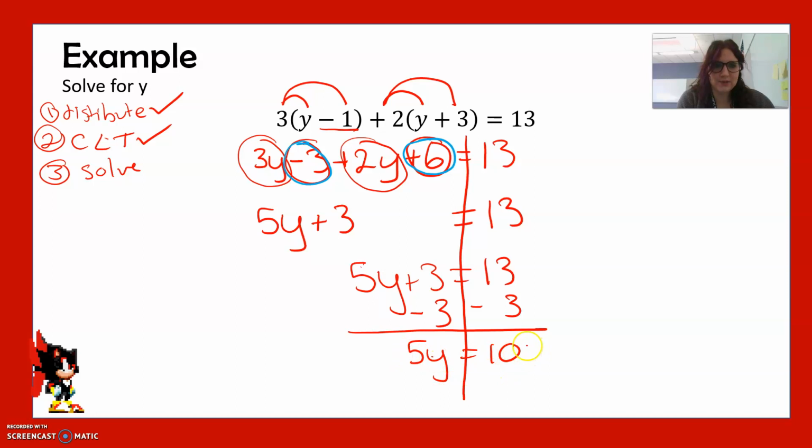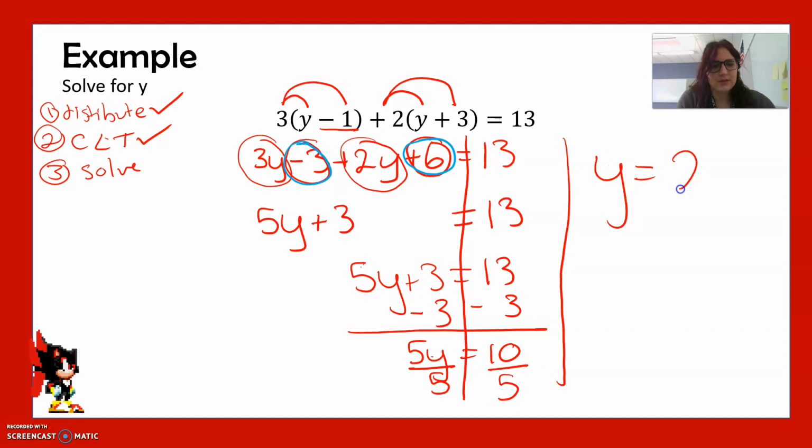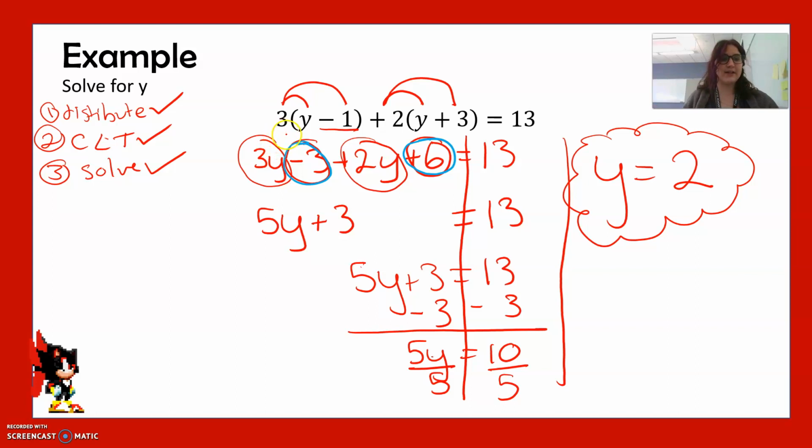5 times what equals 10? Or divide both sides by 5. Or I'm going to write the answer over here if that's okay. Y equals 2. 5 times 2 equals 10. Yay! And then I can check it off my list. We solved. Go back and check your answer if you're unsure. I kind of ran out of room here, but go back and check your answer. Okay. Bye, guys.